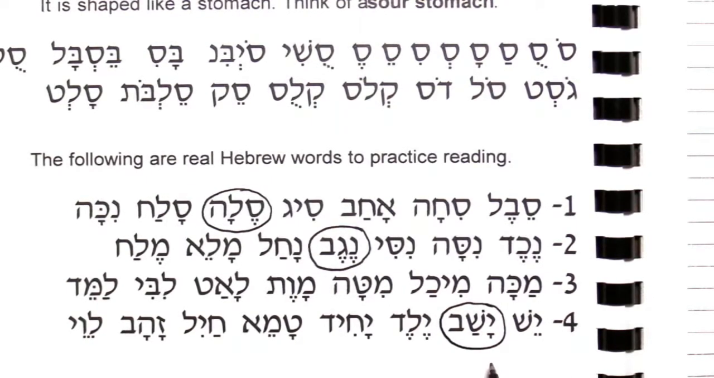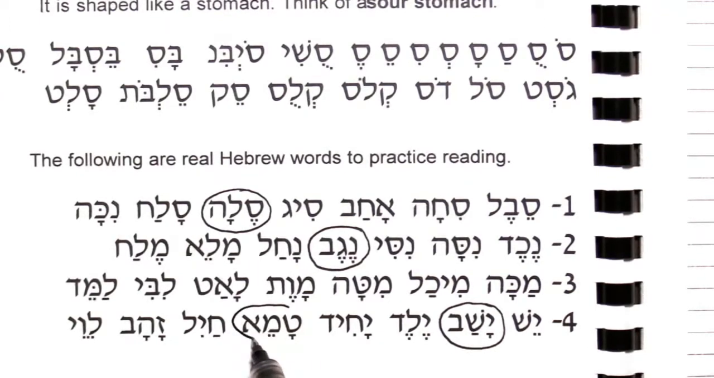And a rabbinic school or a Hebrew school is called a yeshiva. It comes from this because the students come and yashav in the yeshiva. And that's where they learn. And tameh, you've read stories about how a leper would have to go about calling out, unclean, unclean. Well, that's the word unclean. Tameh means unclean.